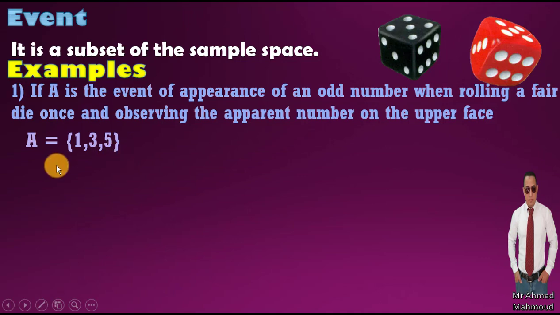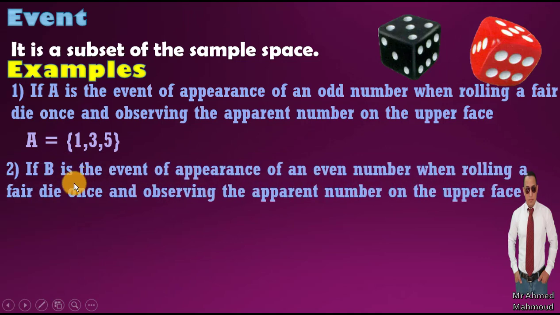The event is written in the form of a set, and this set is a subset of the sample space, because the sample space includes 1, 2, 3, 4, 5, 6. So A is a subset of the sample space. Another example: if B is the event of appearance of an even number when rolling a fair die once, then B equals what? B is the even numbers, so B equals 2, 4, and 6. B is also a subset of the sample space.